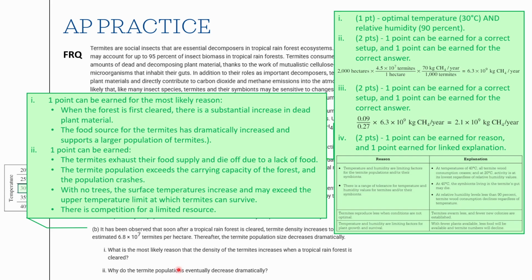Part 2, why do the termite populations eventually decrease? Well, again, 1 point can be earned for one of the following descriptions. The termites exhaust their food supply and die off. The termite population exceeds the carrying capacity of the forest and the population crashes. With no trees, the surface temperature increases and may exceed the upper temperature limit at which termites can survive, and there is competition for a limited resource. So all of those are limiting factors and apply to what we just discussed in this lecture.